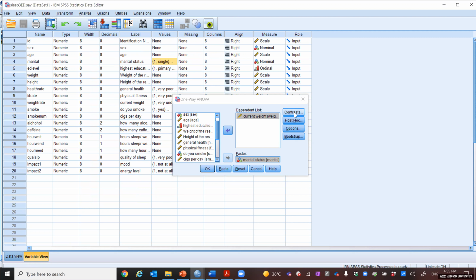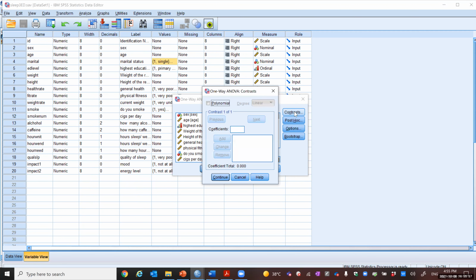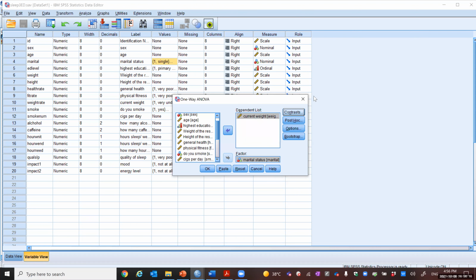Okay, if you click here on Contrasts, we are not going to use contrasts here because I told you that contrasts is used when you have a specific hypothesis, when you have a priori expectations. So we are not going to use it here, but if you're interested and you have a certain type of hypothesis, you can consult page number 802 of Andy Field's book.